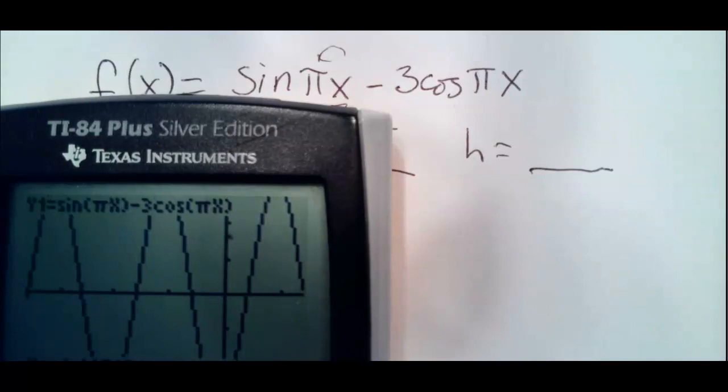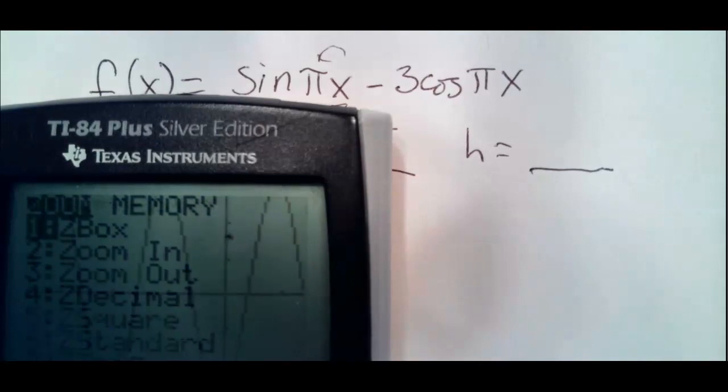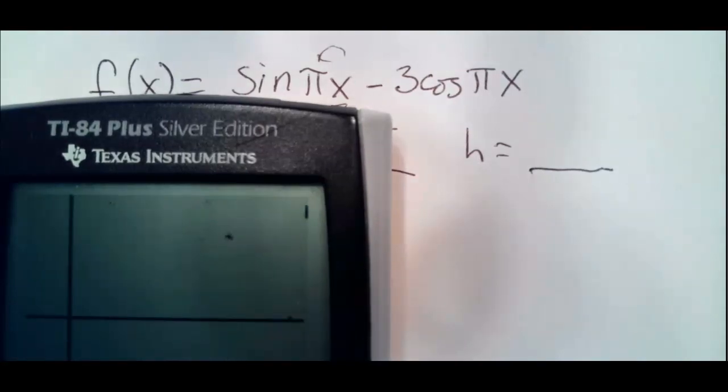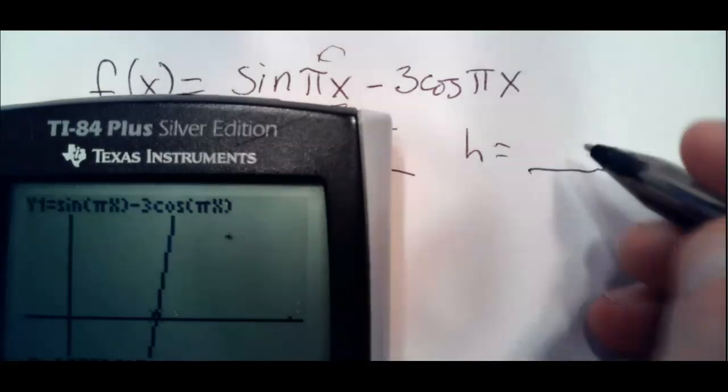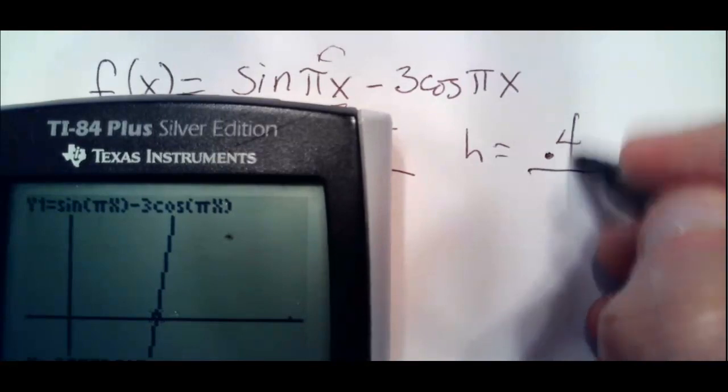So I'm going to use trace. Bring my cursor all the way around to this point. Oh man, it's not getting where I want it. So I'm going to hit zoom in, and hopefully it's going to get us a little bit closer. All right, there it is. Trace. All right, so X is around 0.398, so about 0.4, isn't it? So that's going to be your H.